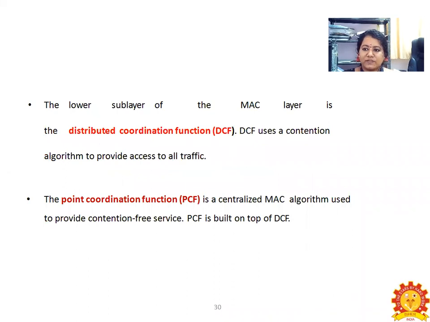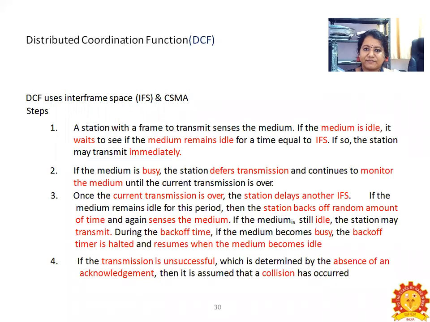The lower sublayer of the MAC layer is the DCF, which is the distributed coordination function, which uses a contention algorithm to provide access to all the traffic. The PCF, which is the point coordination function, is a centralized MAC algorithm used to provide contention-free service. The PCF is built on top of DCF.